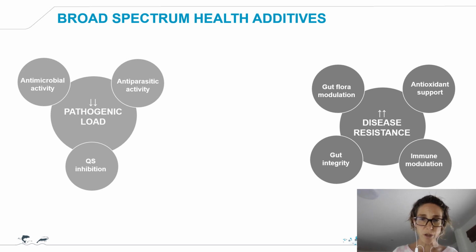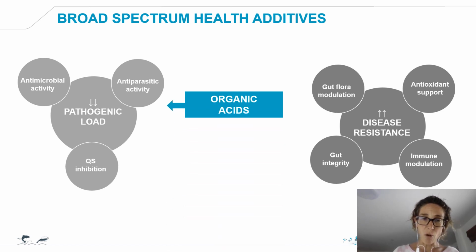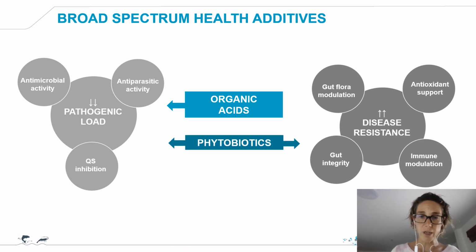In a disease situation or a disease outbreak, Adisse is actually promoting broad spectrum health additives, for example, organic acids that are very well known and commonly applied also in terrestrial animals to reduce pathogen load with a clear antimicrobial and antiparasitic activity. And also, for example, functional additives based on phytobiotics that have a double effect, reducing pathogenic load, so we act at the level of the pathogen, and also enhancing the disease resistance in the host. So we are actually acting at the level of the pathogen and at the level of the host.